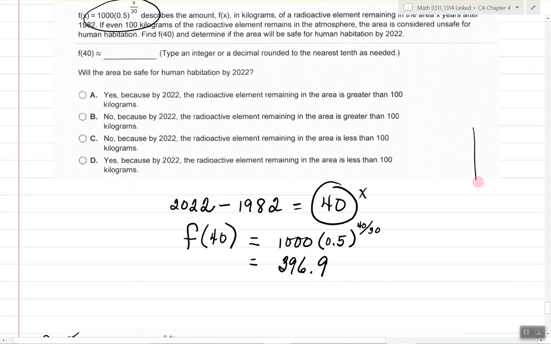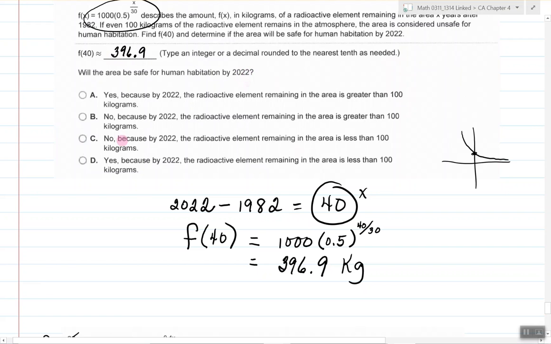The curve, if you were to look at this, would look like this, and it would be declining or decaying. This is when it starts, when you have the full amount, in this case 1,000 kilograms. After 40 years, we will have 396.9 kilograms. This is rounded to the nearest tenth, 396.9 kilograms. Will the area be safe for human habitation in this year?